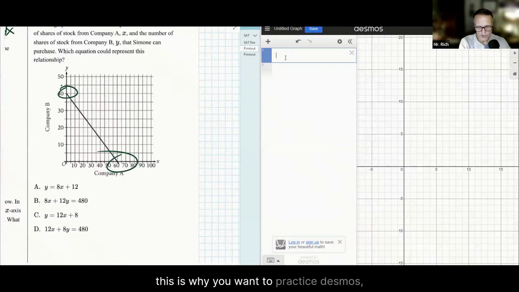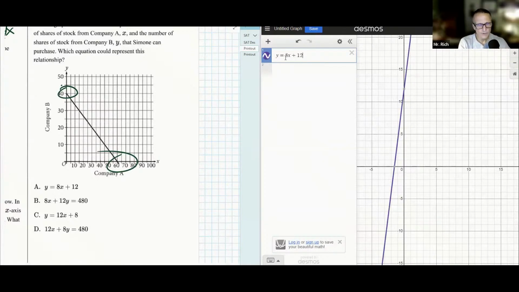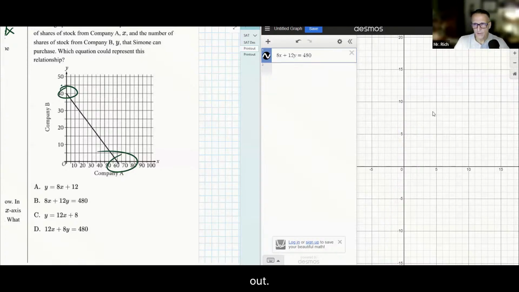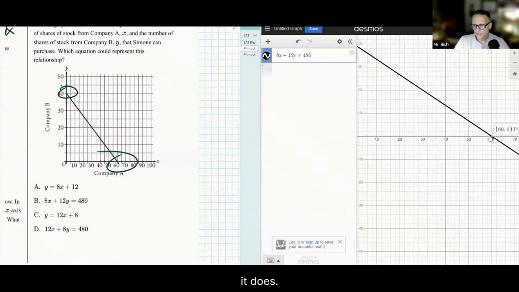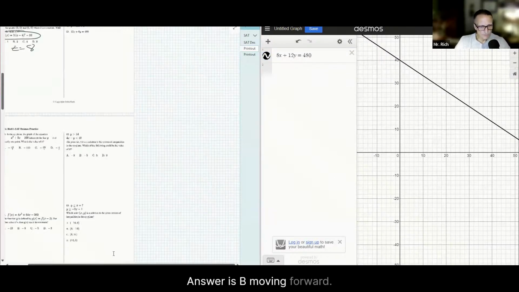And this is why you want to practice Desmos, so you can put these in quickly and efficiently. Okay, it's definitely not A because that graph has a positive slope, so no good. 8x plus 12y equals 480. I don't see it because I probably need to zoom out. Okay, there's a y-intercept of 40. Yep, and does it have an x-intercept? Yep, it does. That's got to be the line I'm looking for. Answer is B. Moving forward.